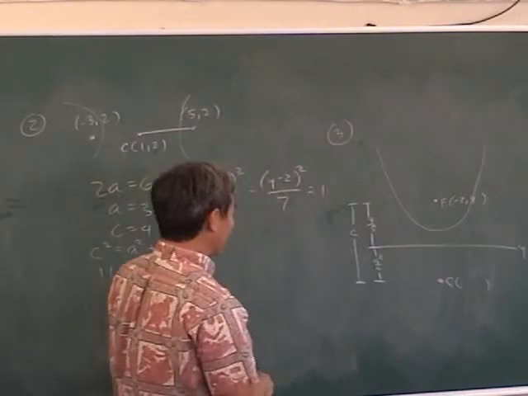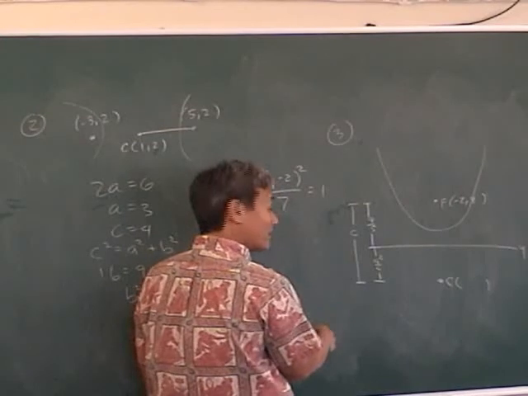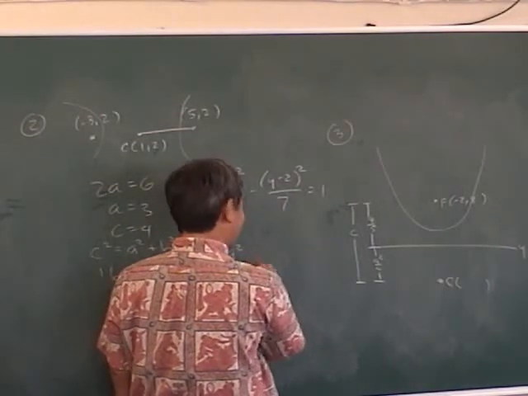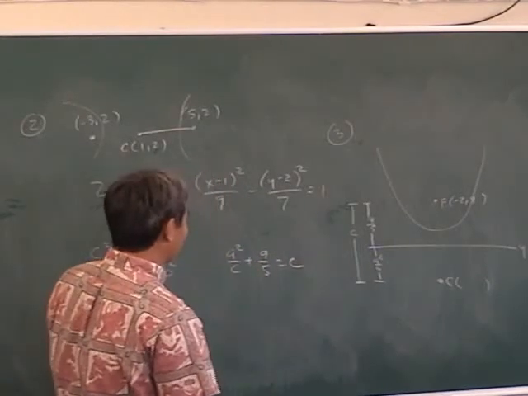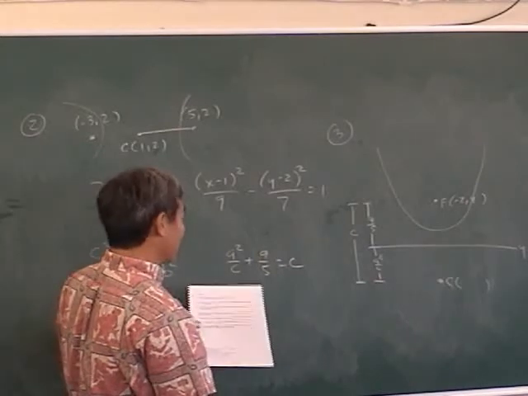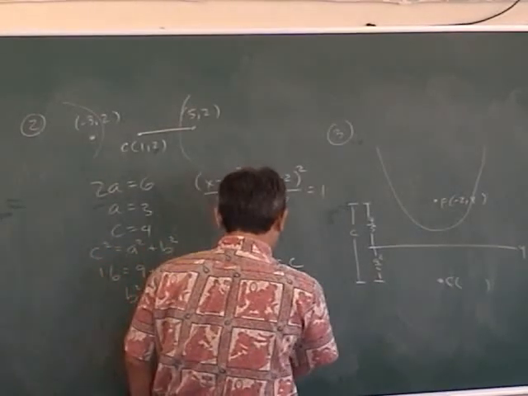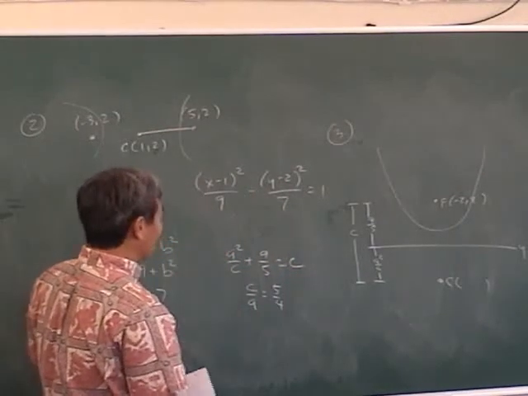So look at this picture. What equation can I write? This plus this equals that. Hey, that's like the one on today's quiz. So a squared over c plus 9/5 is equal to c. Now I need another equation. It says the eccentricity is 5/4. So we know that c over a is equal to 5/4. You use these two equations to solve for a and c.